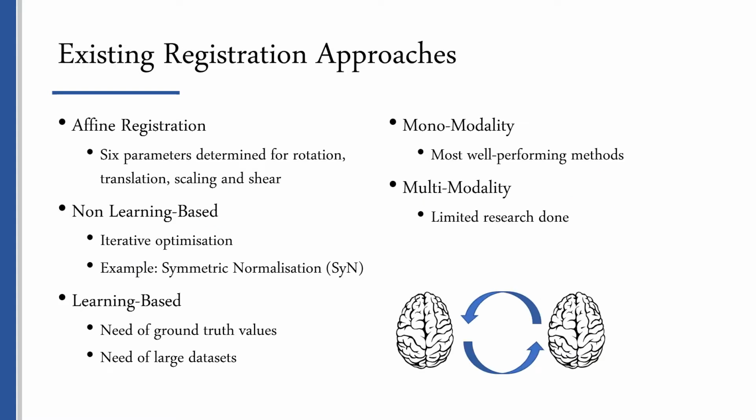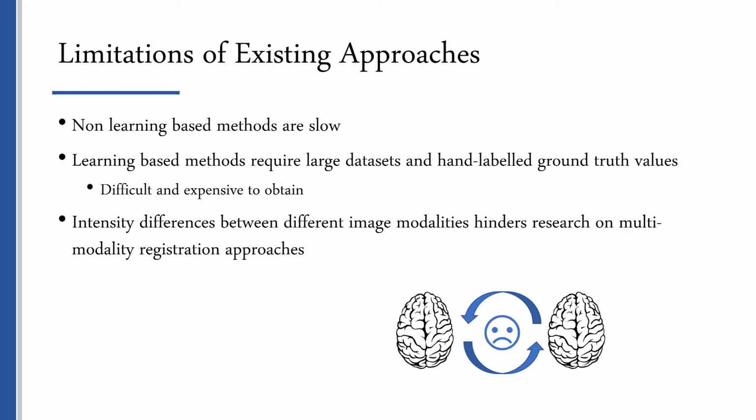Many registration approaches exist today such as affine registration, and iterative approaches such as symmetric normalization. Recently, deep learning approaches have emerged which perform well but require large datasets and hand-labeled ground truth values for predictive accuracy. Further, most well-performing methods today focus on monomodality registration and there is limited research done on multimodality methods. Furthermore, the existing methods have several limitations. Non-learning-based iterative methods are slow, and learning-based methods require expensive ground truth values and large datasets, motivating the need to consider unsupervised methods in data augmentation. Multimodality approaches are not explored much due to vast differences in image appearance and intensity.